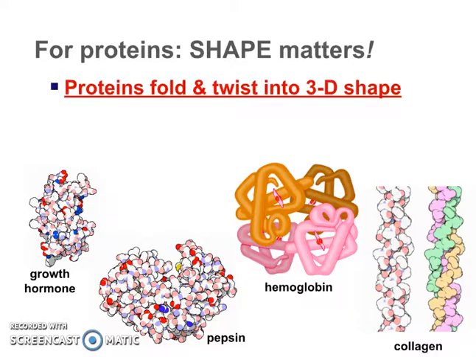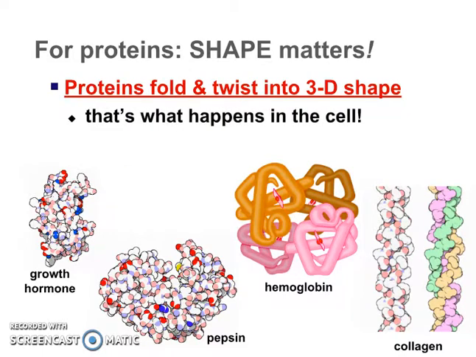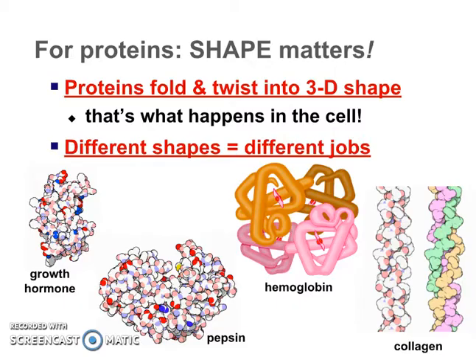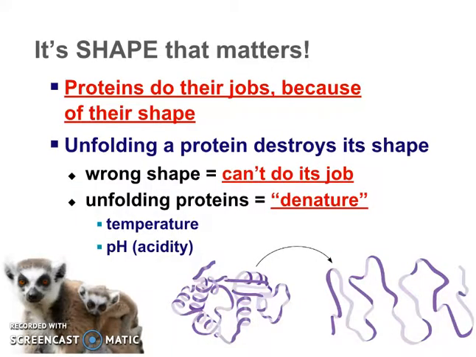And so that three-dimensional shape that you get based on the order of amino acids is going to be super, super important. Different shapes give you different jobs. And if you mess up the shape, either because you put the amino acids in the wrong order or you put it into conditions that cause it to break apart, like higher temperature or different pHs, you're going to mess up the shape and mess up the function. And we call this unfolding denaturing the enzyme or denaturing the protein.